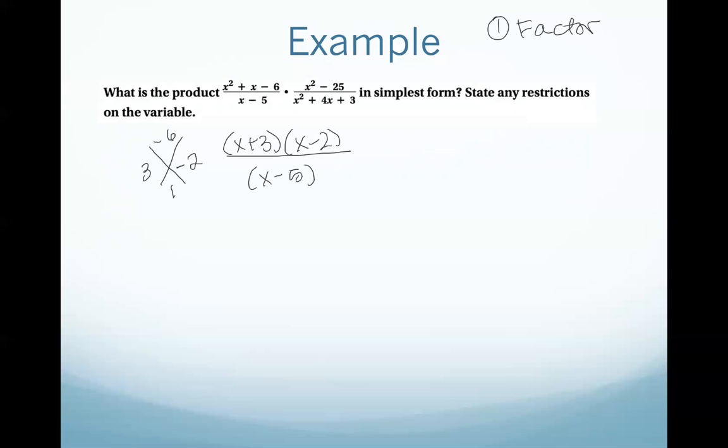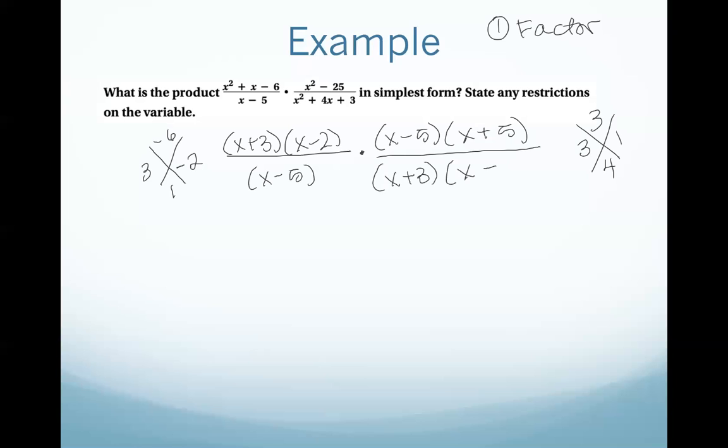I'm putting it in parentheses so that I don't accidentally try to cancel a term instead of a factor. Addition or subtraction always has to be written inside of parentheses before we can simplify. Times x squared minus 25 is a difference of perfect squares, so we write that as x minus 5 times x plus 5. For my denominator, I need two numbers that multiply to 3 and add to 4. That's going to be 3 and 1. So we have x plus 3 times x plus 1.